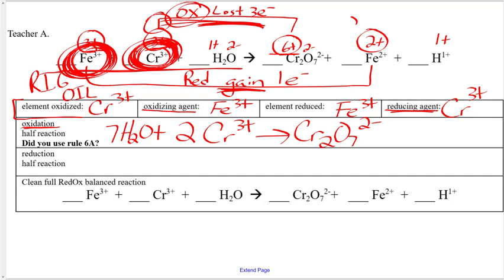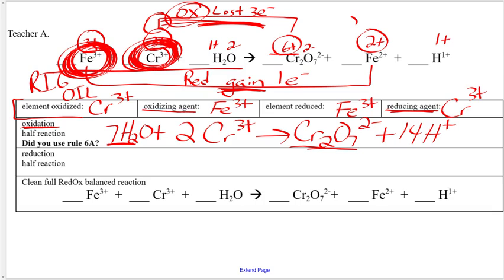The next thing I need to balance is the hydrogens. So here I have 14 H's. On this side, I don't have any H's. So I'm going to add 14 hydrogen ions to this side to balance out all the H's.